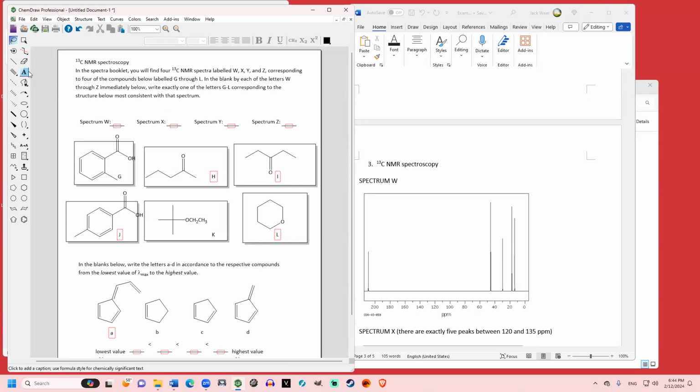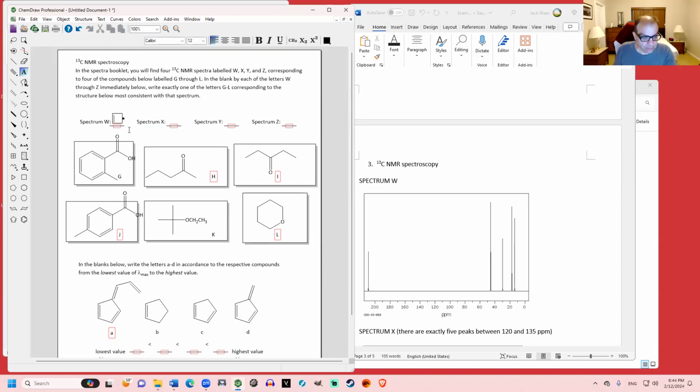What about I? I has only 3 types of carbon. These 2 methyls are the same, CH2s are the same, and then you have the carbonyl. So it can't be I, it has to be H. I only has 3 peaks and then H is 5. Right. Gotcha. Thank you.